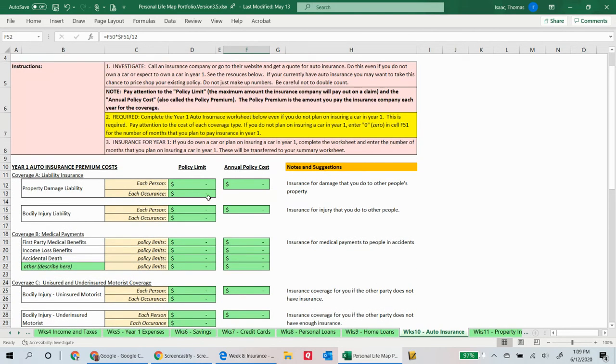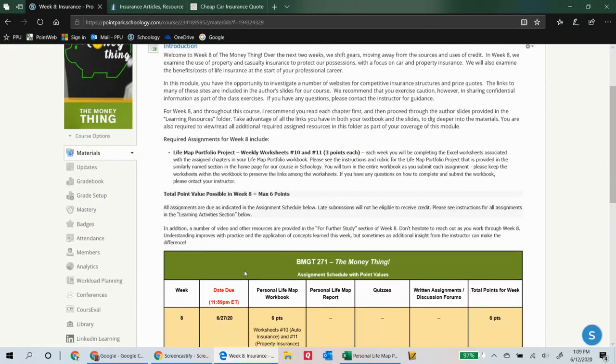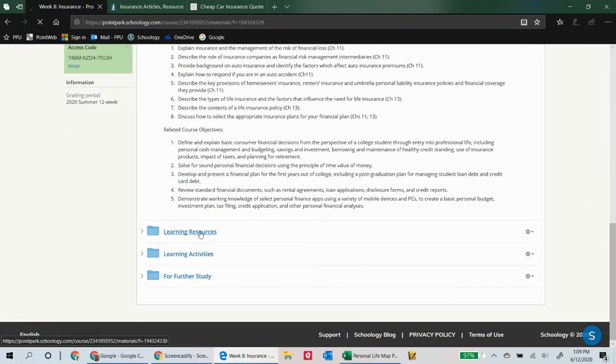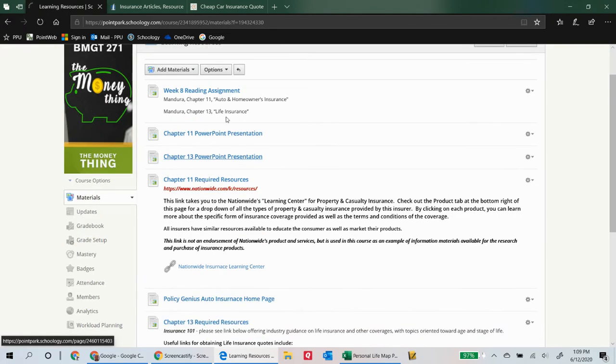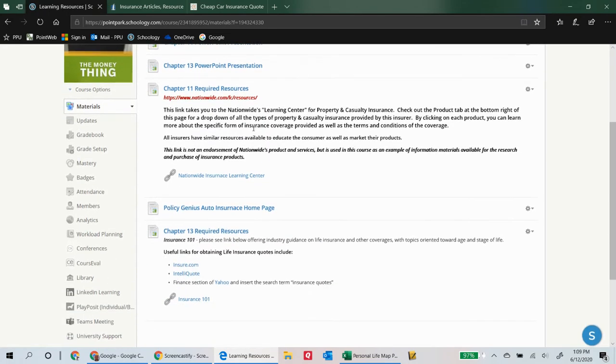Now, here's the question. Where do I get all these numbers from? Well, there's a couple of resources for you in the learning resources in Schoology. If you look at Schoology, in the learning resources, you come down here and you'll see, in addition to the reading assignments, PowerPoints, and so on, there is this resource here to Nationwide Learning Center, and another one that I've added here to the Policy Genius Auto Insurance homepage. And I want to show you both of those. These are great resources. Now, we're not advocating or endorsing Nationwide or any other insurance company. All we're doing is saying there's some good resources for you online that you can learn more.